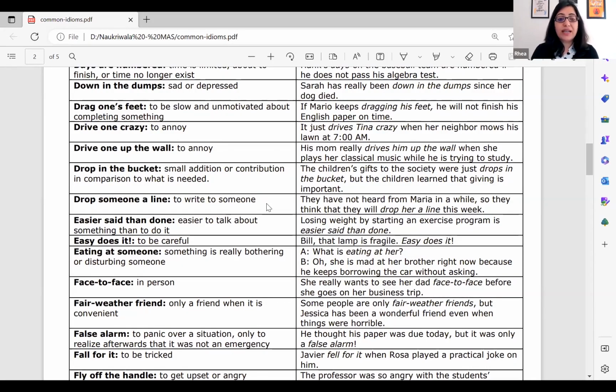Next, drop someone a line. So I'll drop him a line. I'll drop him a line means I'll write him, I'll send an email to him, right? So drop a line does not necessarily mean by email. It could just be to write in any form.